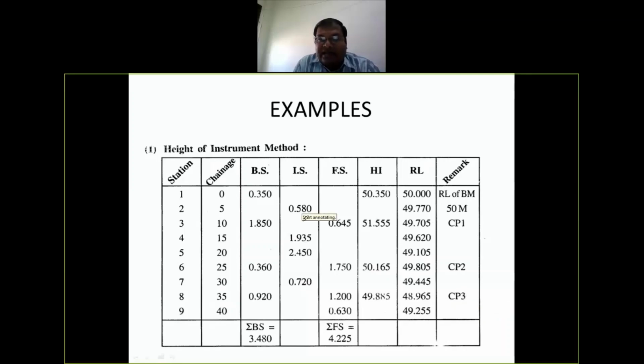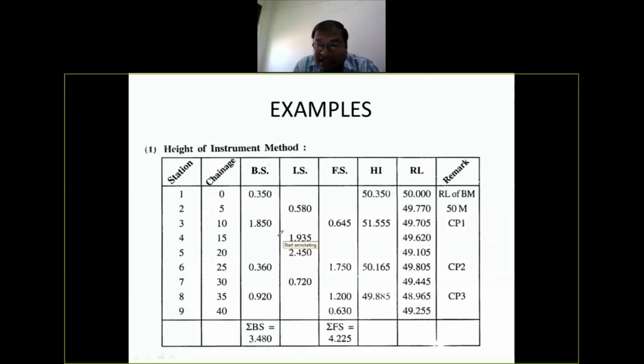You can enter the readings like this only when you do the marking initially, which we have already done: the first reading is backside, the second reading is IS, the third reading is foresight, like that. Then it will be easier for you to enter all the readings in this tabular form. Once this is completed, now you see how many rows there are: 1, 2, 3, 4, total 9 rows. Then you give the station numbers 1, 2, 3, 4, 5, 6, 7, 8, 9.